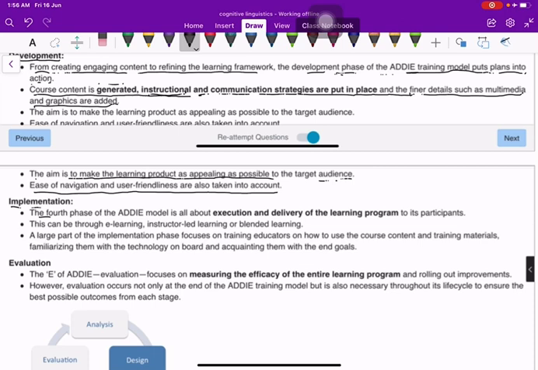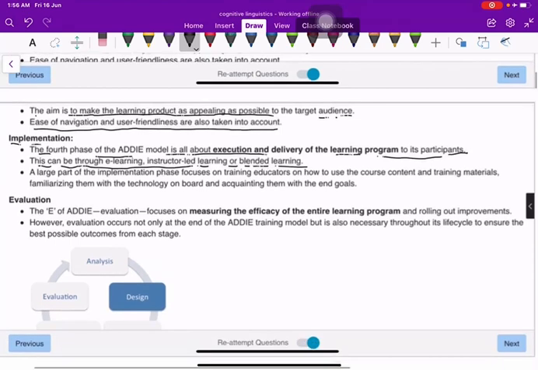Implementation. The fourth phase of ADDIE model is about execution and delivery of the learning program to its participants. This can be through e-learning, instructor-led learning, and blended learning. A large part of the implementation phase focuses on training educators on how to use the course content and training materials, familiarizing them with the technology on board and acquainting them with the end goals.